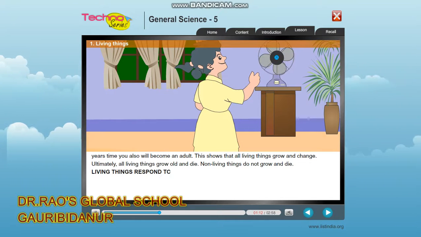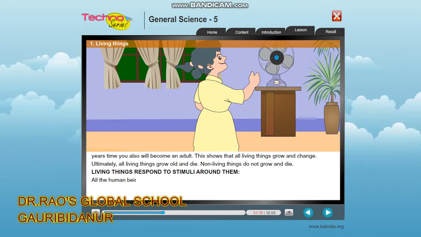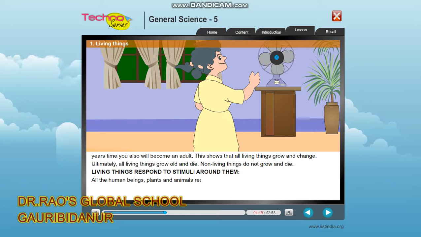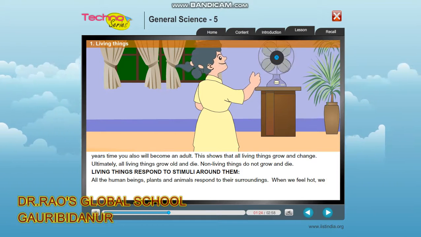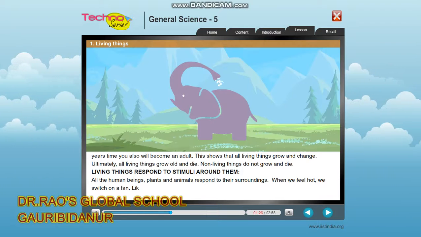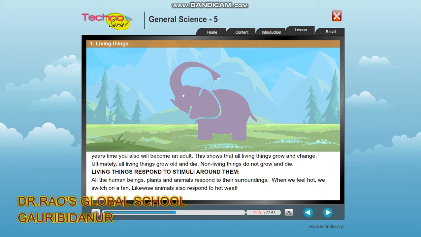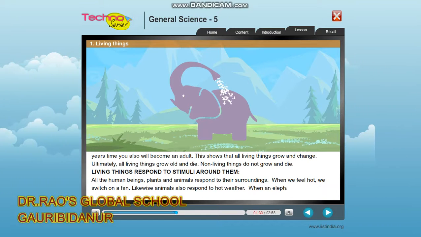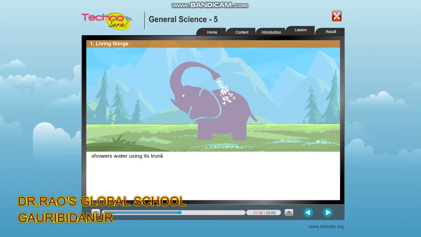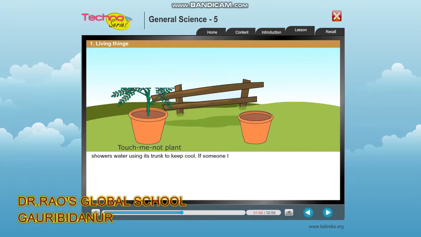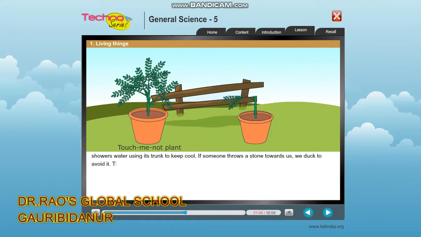Living things respond to stimuli around them. All the human beings, plants, and animals respond to their surroundings. When we feel hot, we switch on a fan. Likewise, animals also respond to hot weather. When an elephant feels hot, it showers water using its trunk to keep cool. If someone throws a stone towards us, we duck to avoid it.